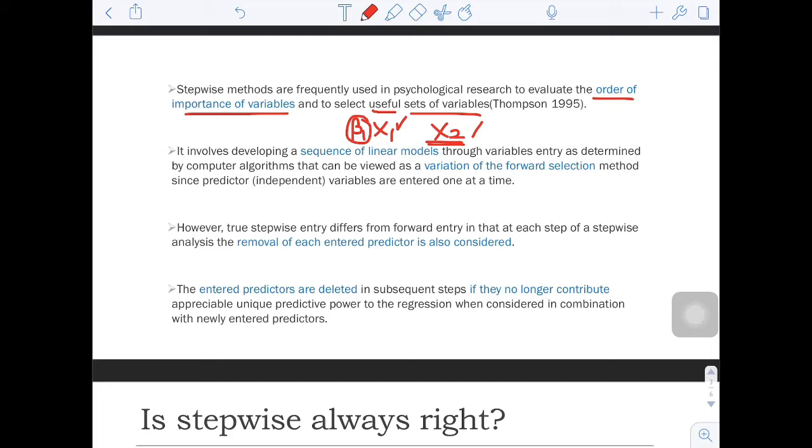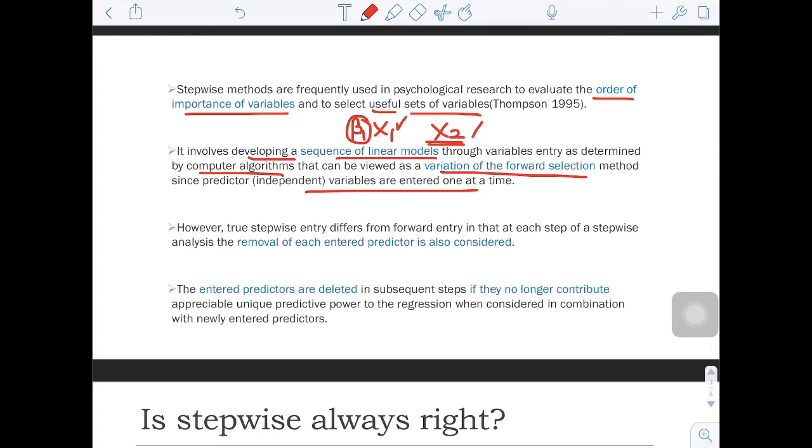It also says it involves developing a sequence of linear models through variable entry as determined by the computer algorithm. Of course, SPSS does make our life easy. That can be viewed as a variation of the forward selection method, since independent variables are entered one at a time. Let's pause for a while and then look into the forward selection.